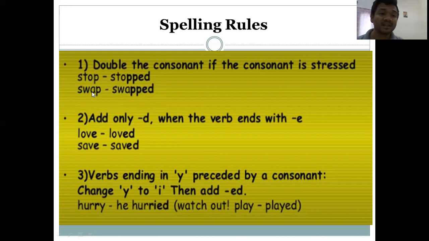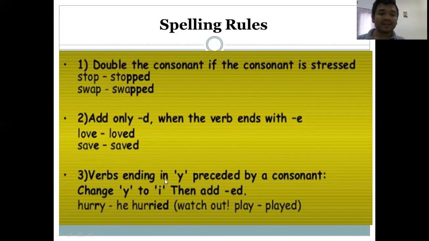And the letter before the consonant is what we call the vowel letter. And number 2, add only D when the verb ends with E. Again, add only D when the verb ends with E. Say for example, love. So it ends with letter E. So therefore, you have to only add D. Save. It ends with E, so saved. So simply add D.